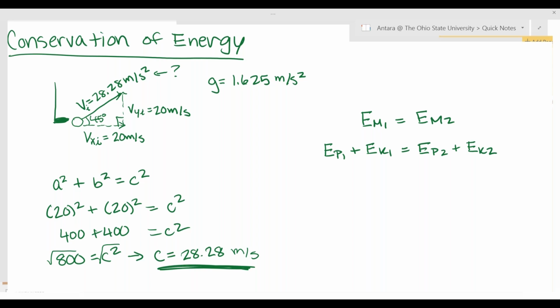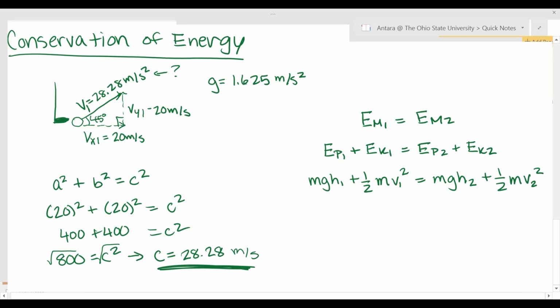So then let's break each of those energies down into their exact formula. So we have mgh1 plus 1/2 mv. I'm actually going to change this i into a 1, just because that's how we've written our formula down. So 1/2 m v1 squared equals mgh2 plus 1/2 mv2 squared.